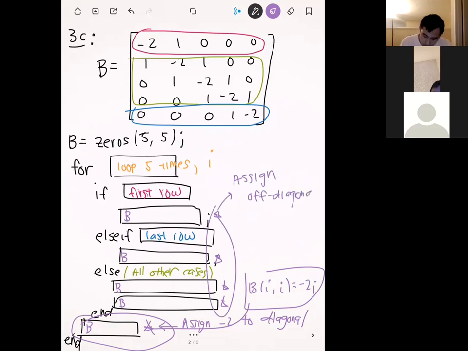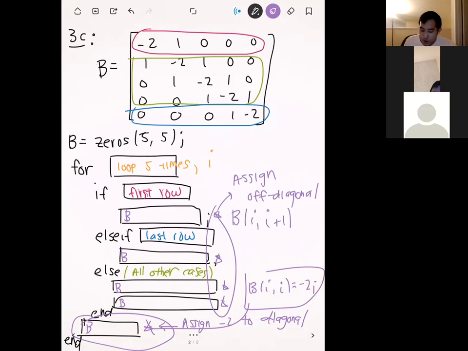Okay. And the way that we can assign off diagonal terms is we can again use the loop index. I'll give you a hint. To assign the value to the right of the diagonal, we can do something like this. This tells us we want to reference the matrix B in row I, and then in the column I plus 1. And so that'll shift your column from the diagonal one over to the right.